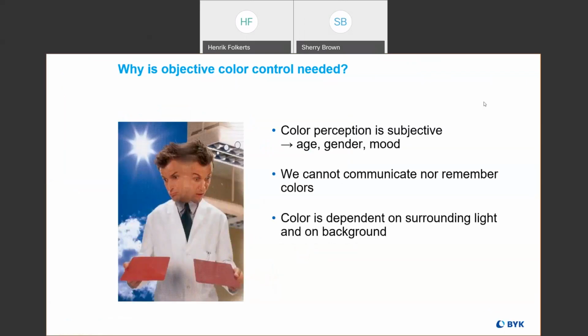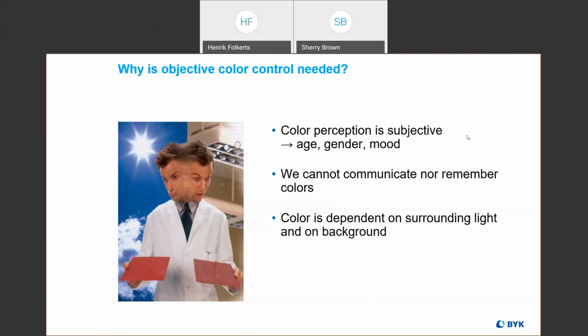So first of all, why do we need objective color control? There are a few good reasons. One is that color perception is subjective. It depends on who's doing the perceiving. It can depend on things like age, just like with all of our other senses. You know, our hearing tends to get worse over the years, our vision fades. So too does our color vision. So typically young people tend to see color better than older people.